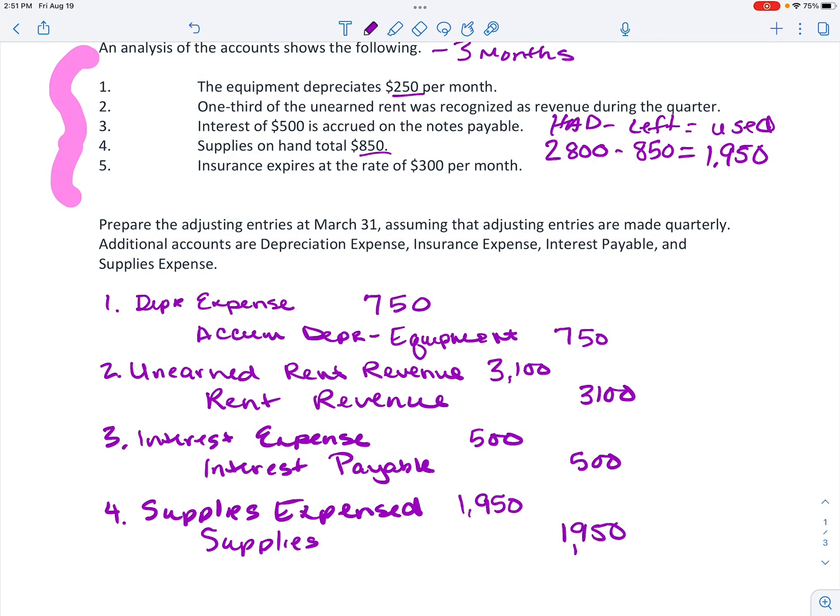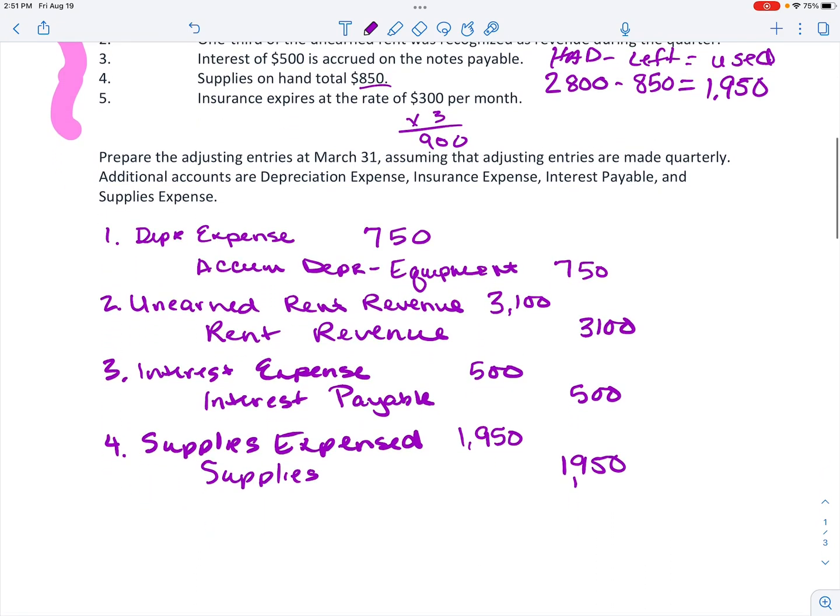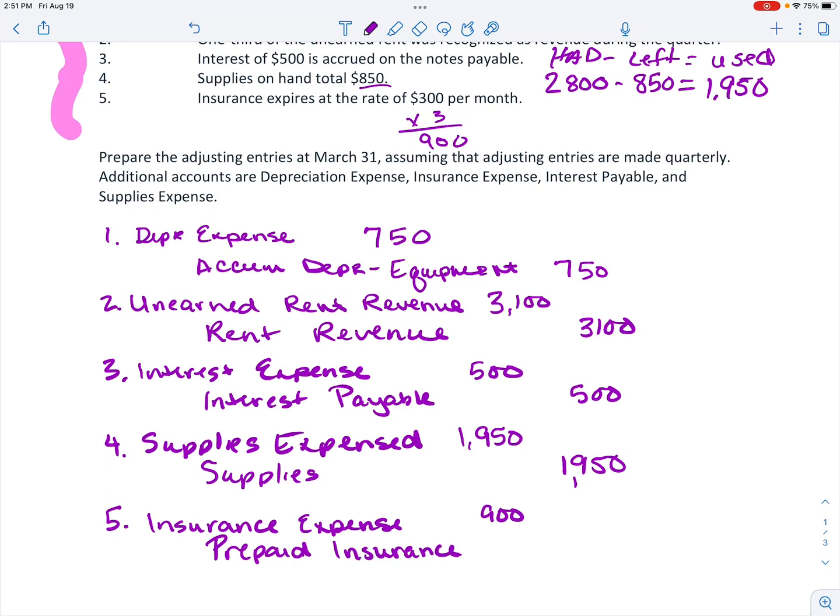And finally, the last one, it says insurance expires at a rate of $300. Remember, this is for 3 months, so we're looking at $900. And we're going to recognize the insurance expense. And then credit our prepaid insurance. We've already paid for this. We've just used some of it up. We're going to credit that asset account for that $900.